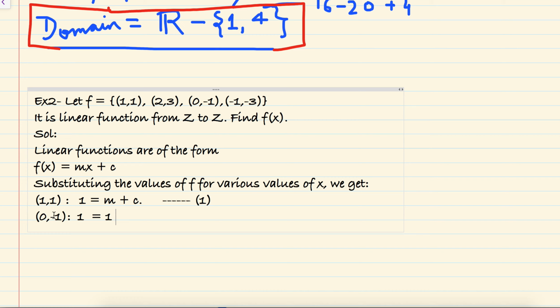0. So this mx will become 0 because x is 0, so it will become 0 plus c. Sorry, here f(x) is minus 1, not 1. So this will be minus 1. So minus 1 is equal to 0 plus c. So x is 0, so mx becomes 0. So this is our second equation.